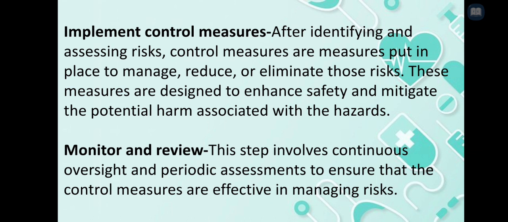Next is monitor and review. This step involves continuous oversight and periodic assessment to ensure that the control measures are effective in managing risk. So now that you have your control measures in place, it's time to keep an eye on things. This step involves checking regularly to see if the measures are working as planned. If they are not, you can make changes or add new ones until you find what works best. It's like checking the weather forecast to prepare for a storm. You want to be ready for any unexpected change.